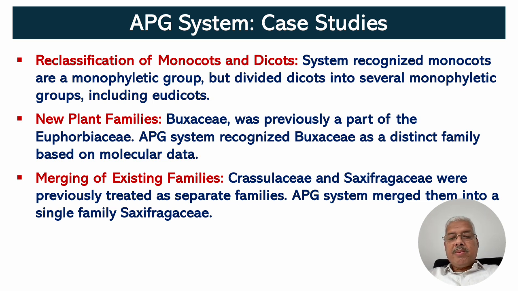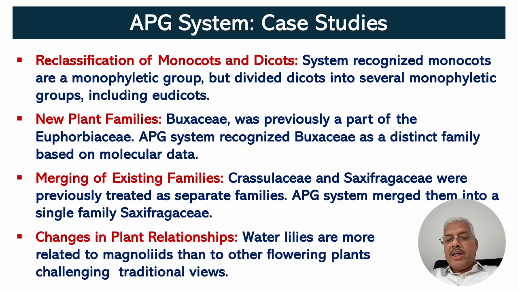The APG system has led to the merging of existing plant families. For example, the families Crassulaceae and Saxifragaceae were previously considered to be separate families. However, the APG system recognized that these two families were closely related and merged them into a single family, that is Saxifragaceae. This merger has simplified the classification of the plants in this group.